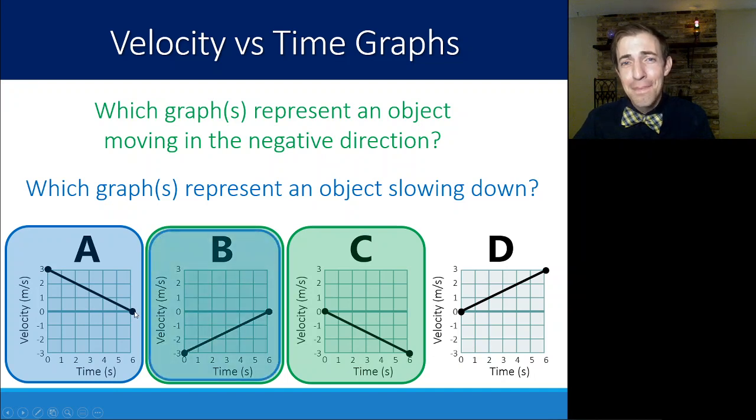But at the same time, B is also slowing down. It starts with a velocity of -3. So it's moving in the negative direction really fast, but then slowing down to a stop. Okay, so remember, that is one of the hardest things in this entire unit, being able to interpret the motion that's being shown in these velocity versus time graphs.